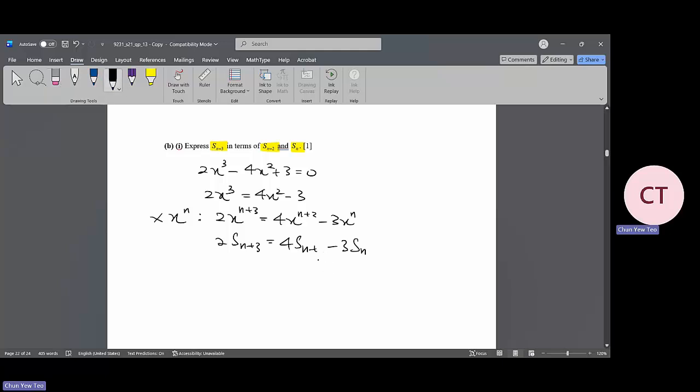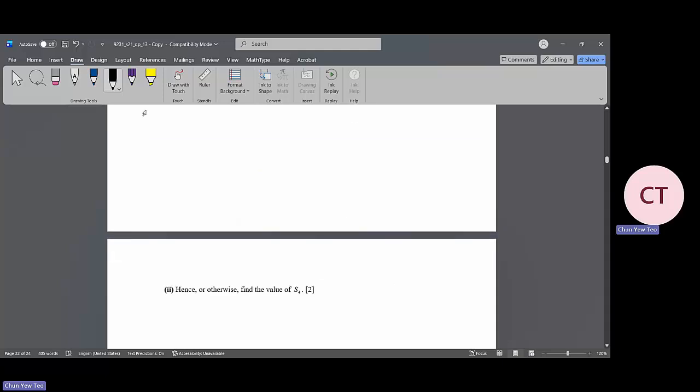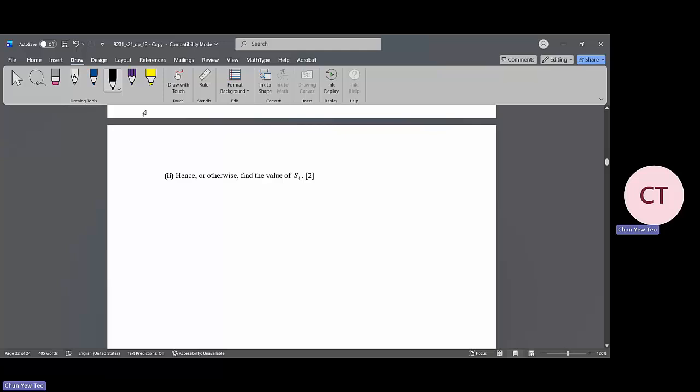But we cannot stop here because we are looking for S_{n+3}, which is 2S_{n+2} minus 3 over 2 S_n. Done for part B part 1. Now we want to go for B part 2. We want to find S4.